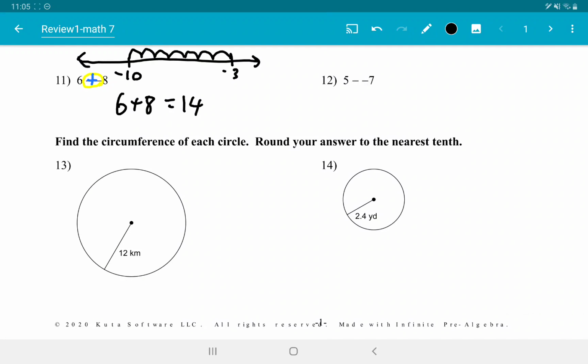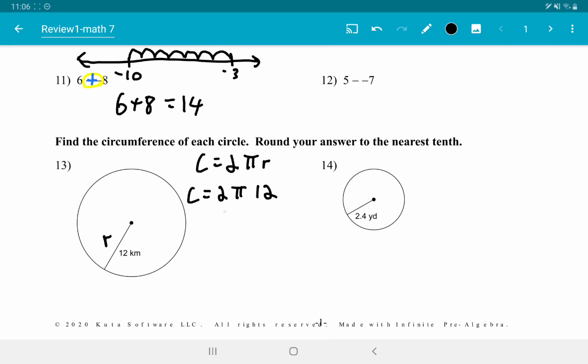Okay. For number 13, I want to find the circumference of each circle. For circumference, C is equal to 2 pi r, where r is my radius. So for number 13, this line here, that 12 kilometers, that's my r. So from here, you just plug it in. So C, because we still need to find that, is equal to 2 pi times 12.